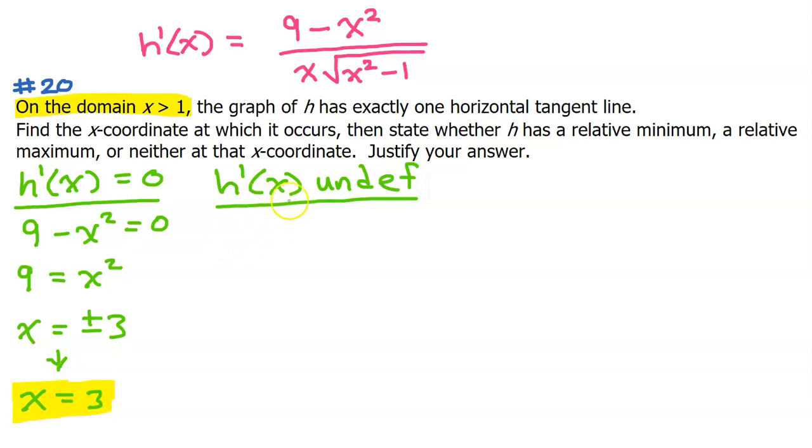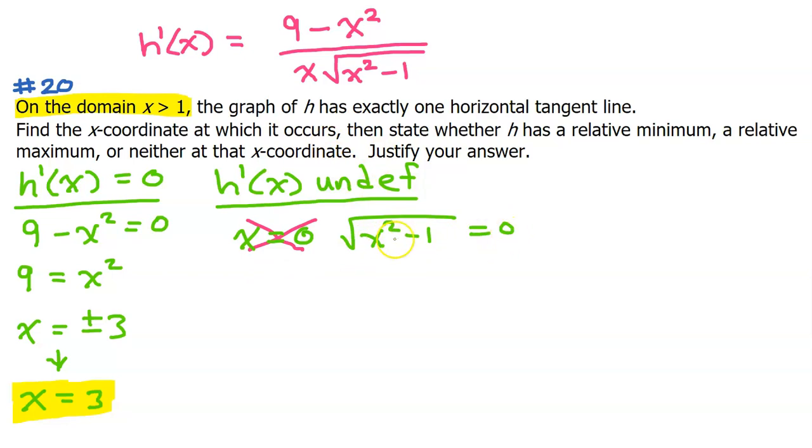Now let's talk about where h prime is undefined. This fraction will be undefined where the denominator is equal to 0. I have two factors in the denominator. Normally I would set each of them equal to 0, and I would say x equals 0, and then the square root of x squared minus 1 is equal to 0. But again, we have this restricted domain, x is greater than 1. So we will forget about x is equal to 0. That's not an option. So we're left with this part.